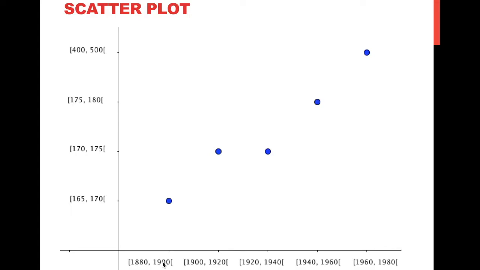And I'll be correct because, as you see here, after plotting my points, I had at least one between 1880 and 1900 that was 165 to 170 centimeters. I actually had 2, but I only needed to put 1 dot. And you'll notice that it makes a straight line. So this is a linear, positive, and we could say it's pretty strong. It's a strong correlation.